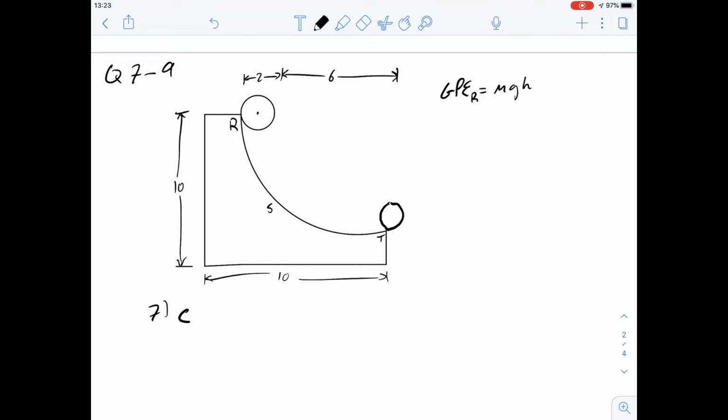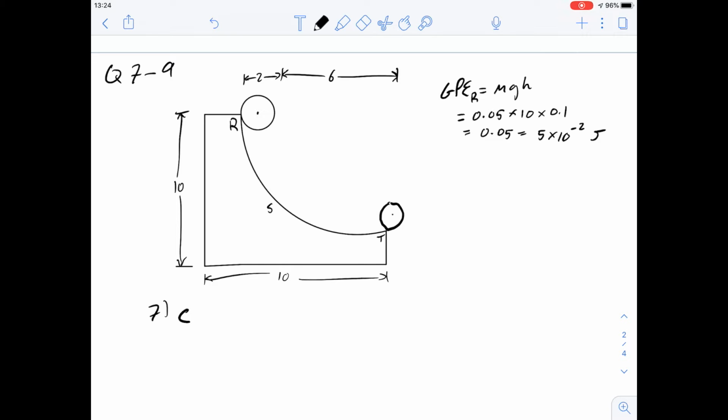Okay, so the gravitational potential energy at R is going to be the mass, which is 0.05 kilograms, times 10 for the acceleration due to gravity, times the height, which is going to be, again in meters, so 0.1. This gives us an answer of 0.05 or 5 times 10 to the minus 2 joules of energy at R.